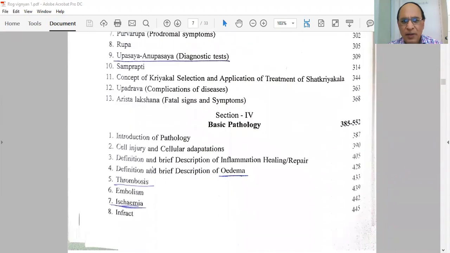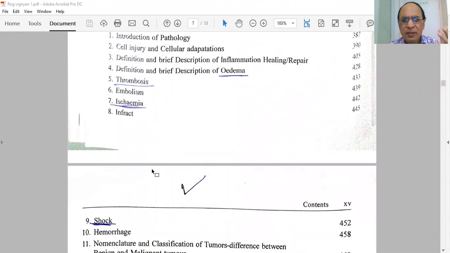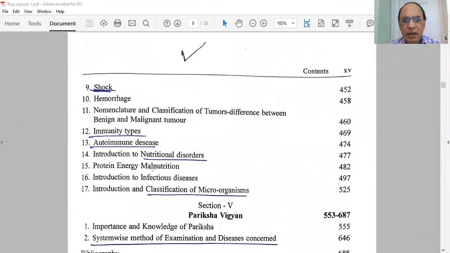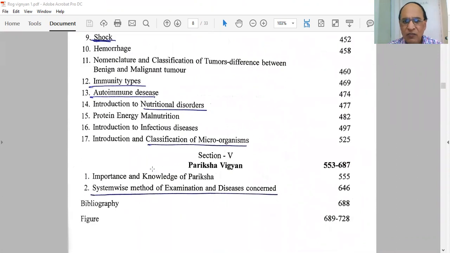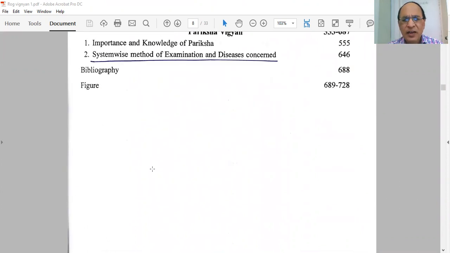Okay, basic pathology from modern pathology like edema concept, thrombosis concept, ischemia concept, shock concept, immunity types, autoimmune diseases, nutritional disorders, and classification of microorganisms. Then the last section is Pariksha Vijnana, systematic examination. How you can examine the respiratory system, cardiovascular system, digestive system, everything is very clearly mentioned.